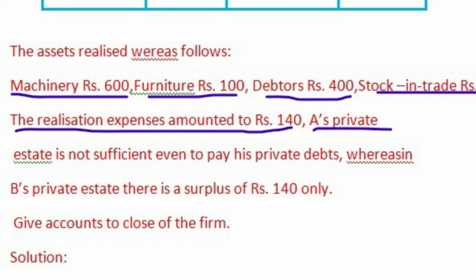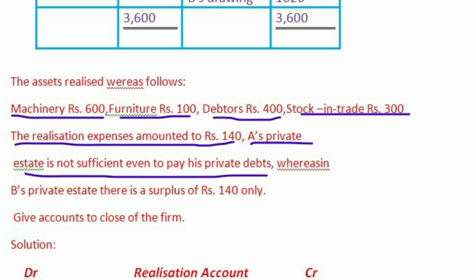A's private estate is not sufficient even to pay his private debts. So A contributes nothing, as he has no private estate, whereas in B's private estate there is a surplus of rupees 140 only, and partner B can bring only rupees 140 into the partnership firm, and A cannot bring anything into the partnership firm.